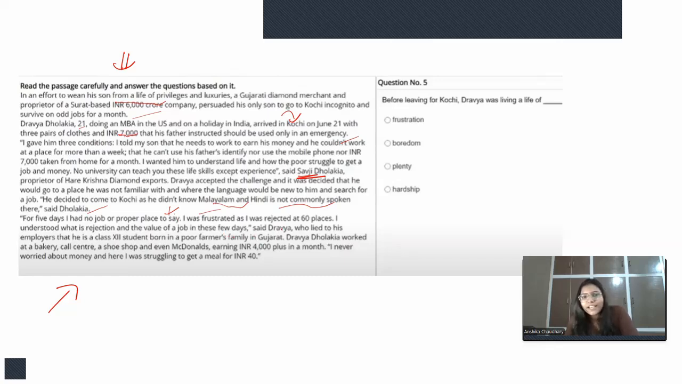I was frustrated as I was rejected at 60 places. I understood what rejection is and the value of a job in these few days, said Dravya. So now Dravya is facing the struggle of life. He is facing all the ups and downs and 60 rejections, and ultimately he is frustrated, and life is teaching him lessons. He lied to his employer that he is a class 12 student born in a poor family in Gujarat. Dravya Dholakia worked at a bakery, a call center, a shoe shop, and even McDonald's, earning 4,000 plus a month.